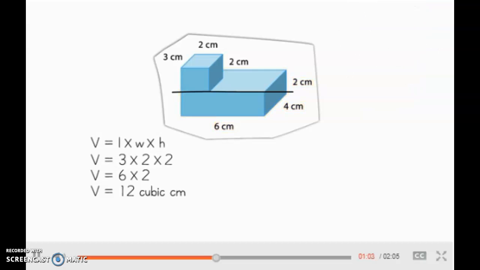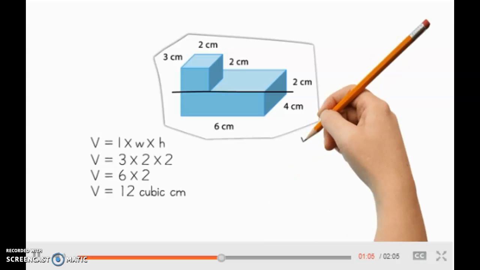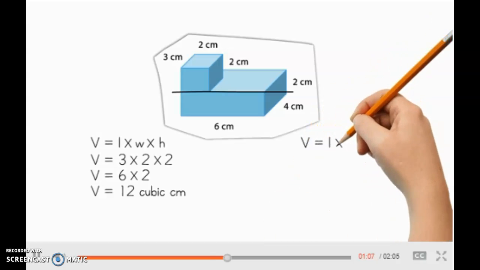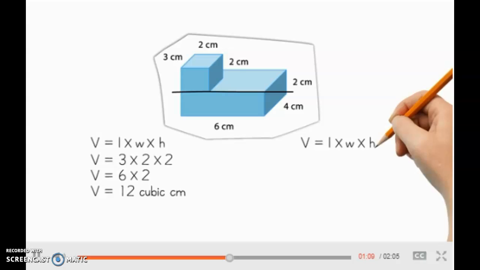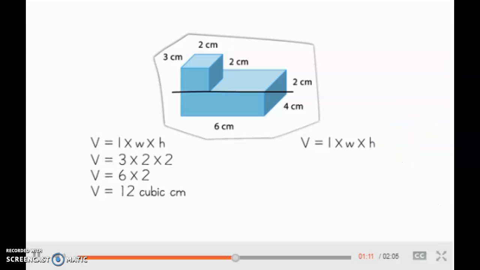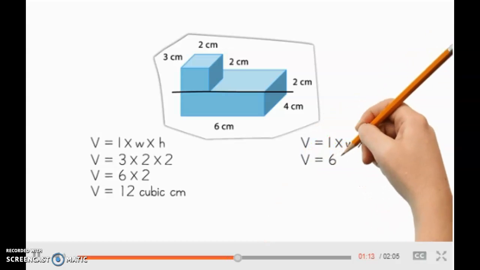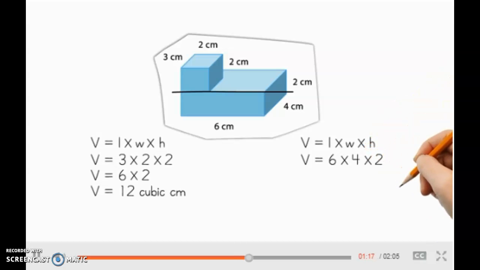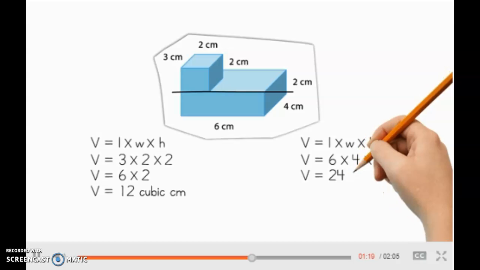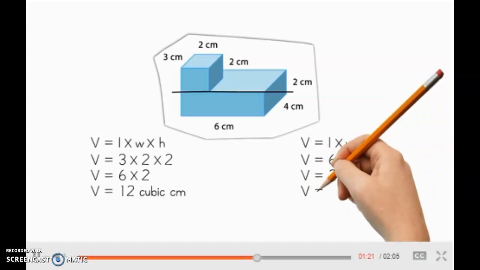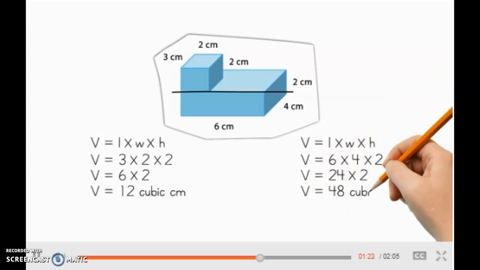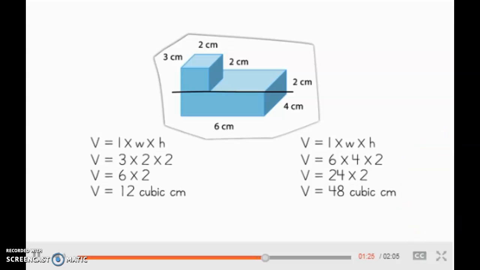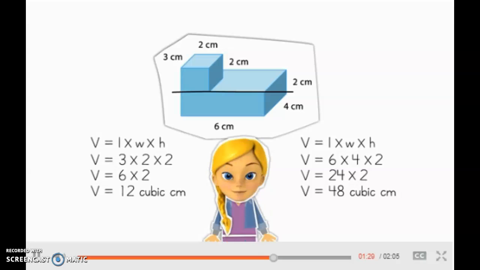Okay, but what about the bottom rectangular prism? Same thing. Always start with the formula V equals length times width times height. Insert the values, so V equals 6 times 4 times 2. 6 times 4 is 24, and 24 times 2 is 48. So the volume of the bottom rectangular prism is 48 cubic centimeters.